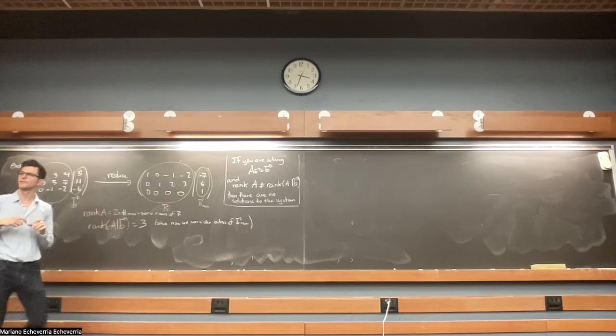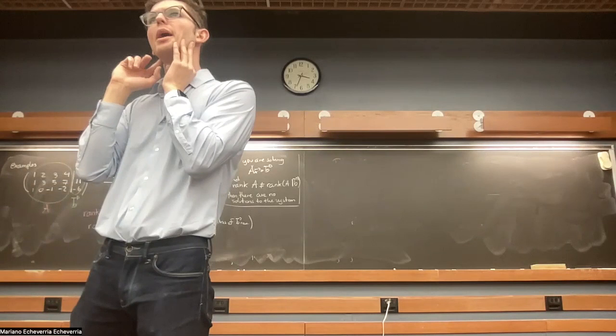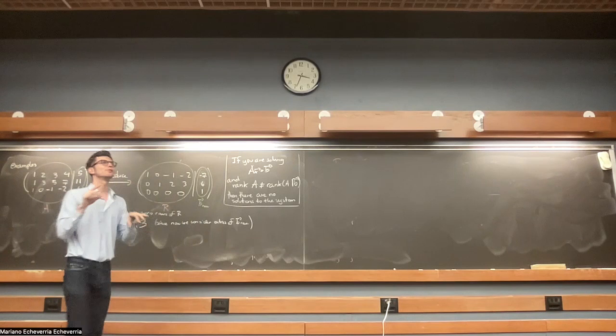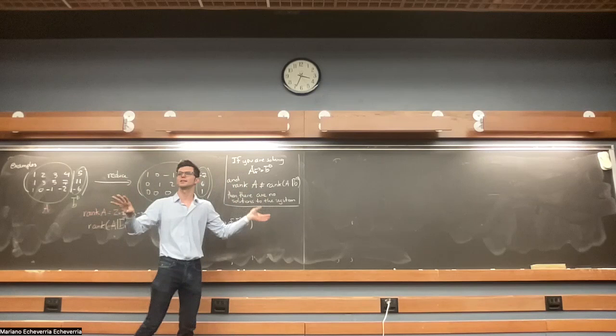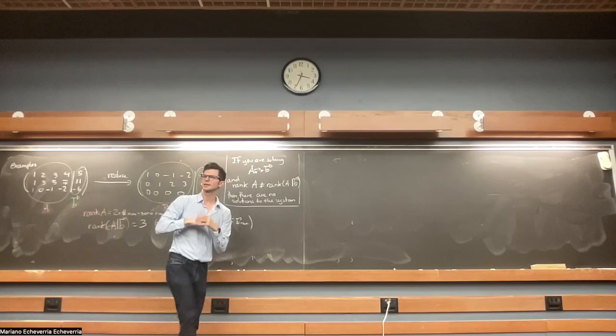So in that case, the nullities are both the same, but the idea is you only have to look at the nullity to distinguish what happens when the two ranks are the same. If the ranks are different, immediately you can say that the system has no solution, so you don't care about anything else. To distinguish the remaining two cases, you look at the nullity, and that's where I was headed. So yeah, let me write it down first.